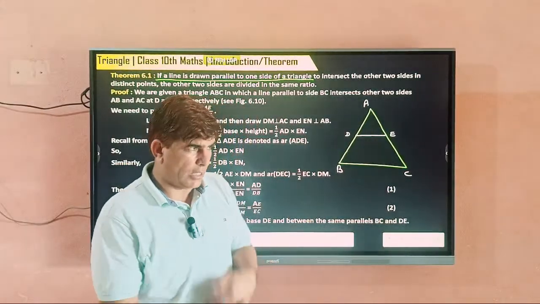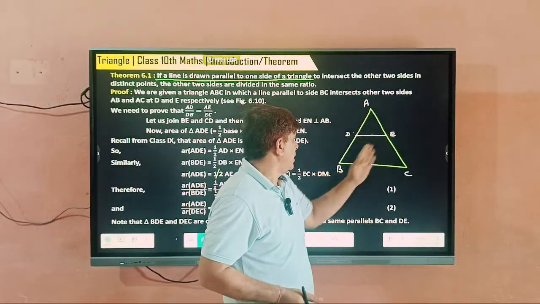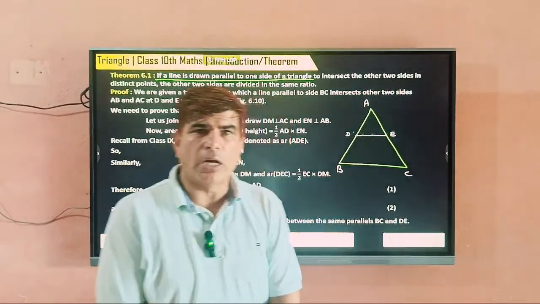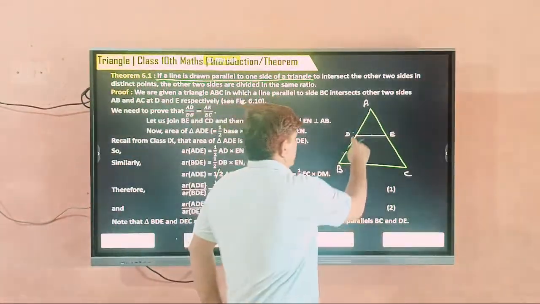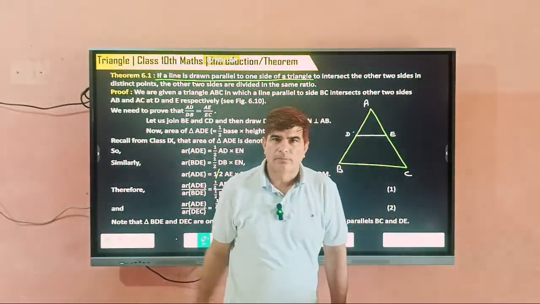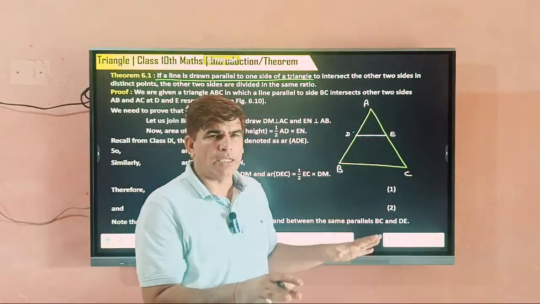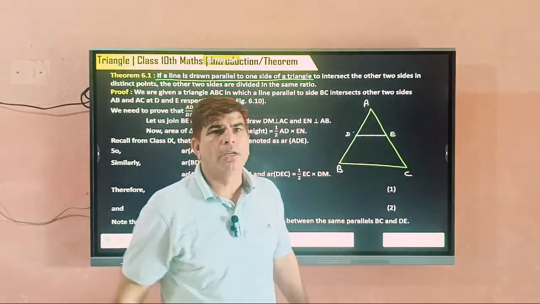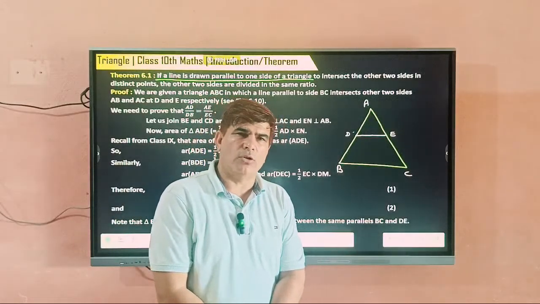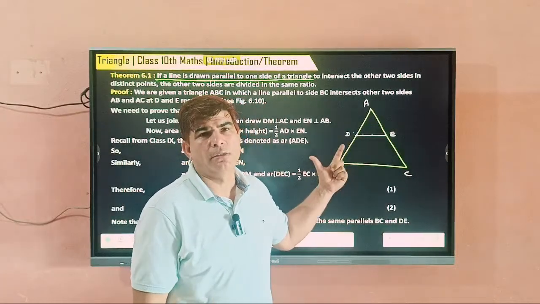Understood? Or in other words, triangle ADE and triangle ABC are both equiangular. Why? This angle is equal to this angle, equal to this angle, and this one is common. So what did Thales say? If you can prove that all three corresponding angles of one triangle are equal to the corresponding angles of another triangle, then the two triangles are similar. So that is the proof of that.